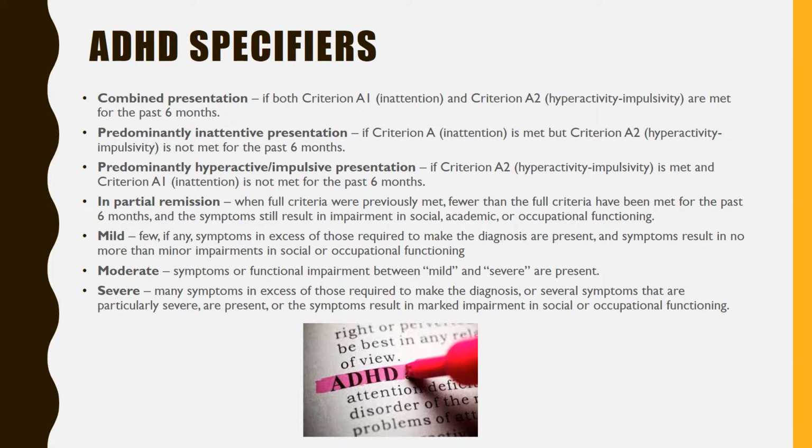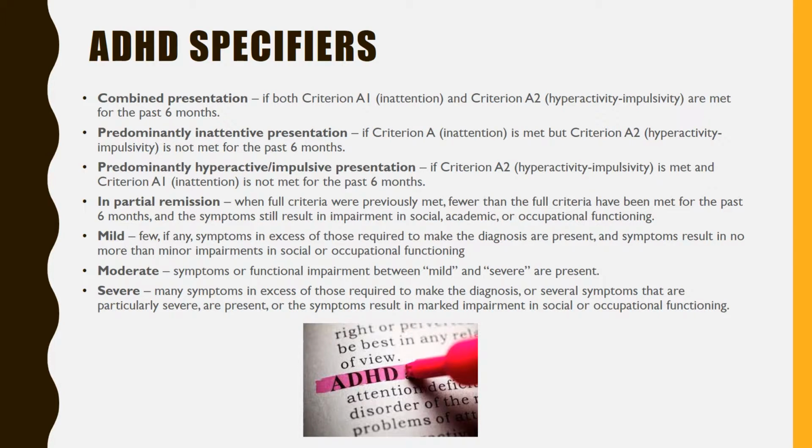So some specifiers that the DSM-5 talks about with ADHD are combined presentation. So this is both criteria 1, the inattentive type, and the hyperactivity-impulsivity type are met for the past 6 months. So then that would be ADHD combined presentation. Predominantly inattentive presentation would be criterion A1 is met, but not criterion A2. Predominantly hyperactive-impulsive presentation, criterion A2 is met, but not criterion A1.